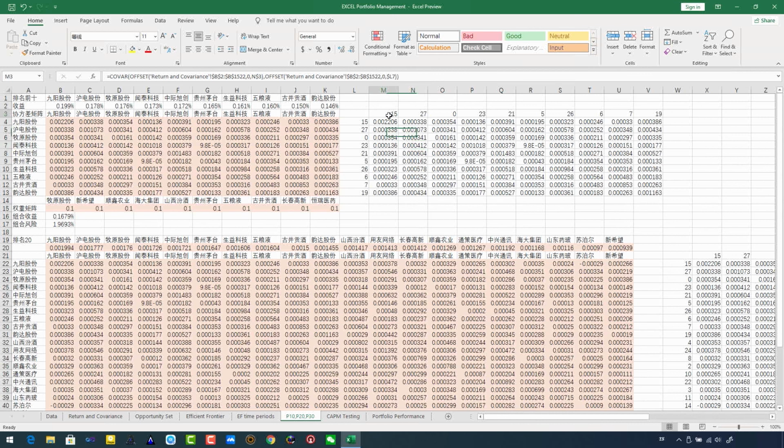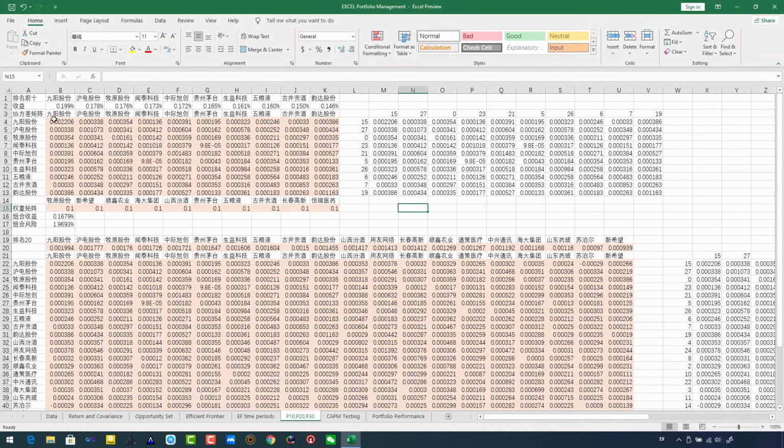So you use this number to denote how many rows or columns you want to move based on your original column, which is 牧原股份, and then you can directly calculate the variance covariance matrix. So it's quite a time saving method.